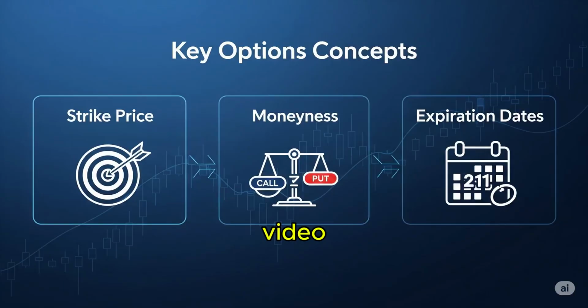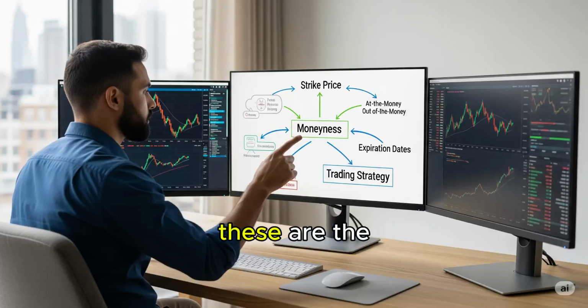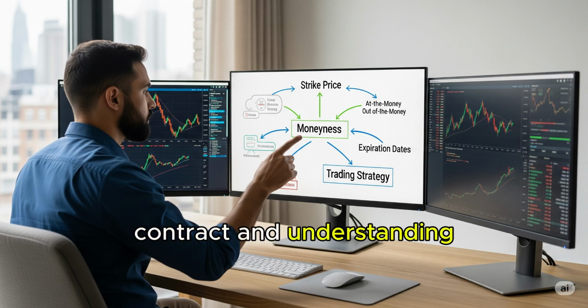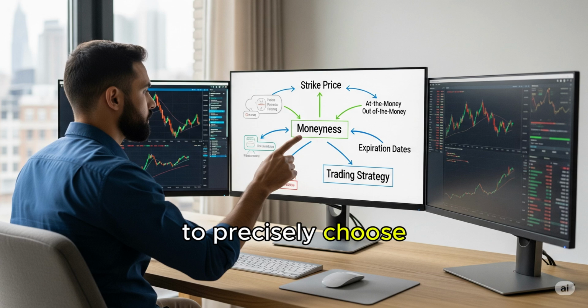In our next video, we're going to build on this by diving into strike price, moneyness and expiration dates. These are the specific terms you'll see on every option contract, and understanding them will allow you to precisely choose the right options for your trading strategy.